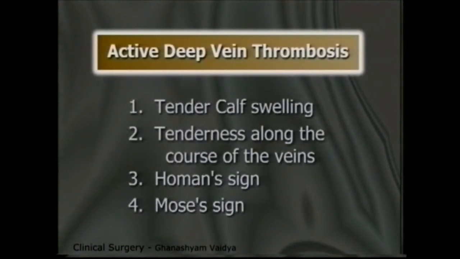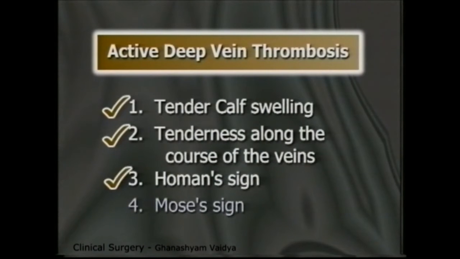Now we will look for active deep vein thrombosis. For this, look for tender swelling of the calf. Palpate for tenderness along the course of the femoral vein, popliteal vein and over the calf muscles for the posterior tibial veins. And lastly, look for the Homan's sign and the Moses sign.